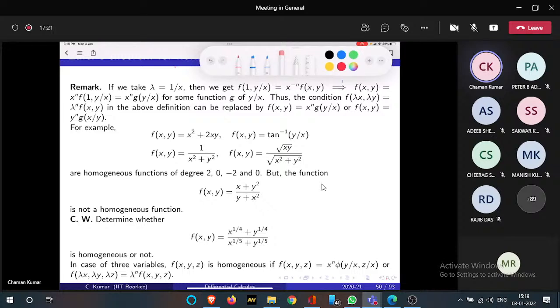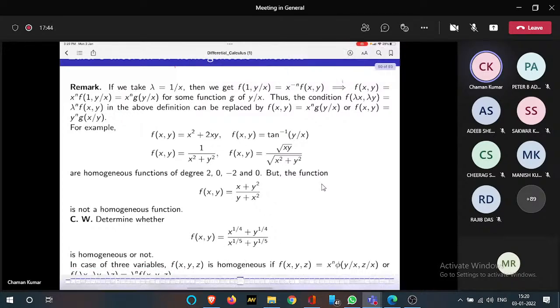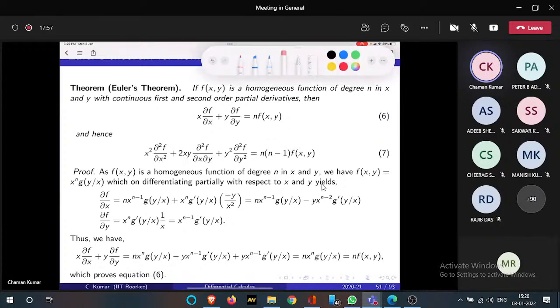Otherwise, you can also say this last form, that f evaluated at lambda x, lambda y, lambda z is the same as lambda raised to n times f evaluated at x, y, z. And n gives you the degree of the homogeneous function. And then you can generalize this for a function of n variables. Okay. So this is all about homogeneous functions. Now we go to a very important result on homogeneous functions, which is known as Euler's theorem.